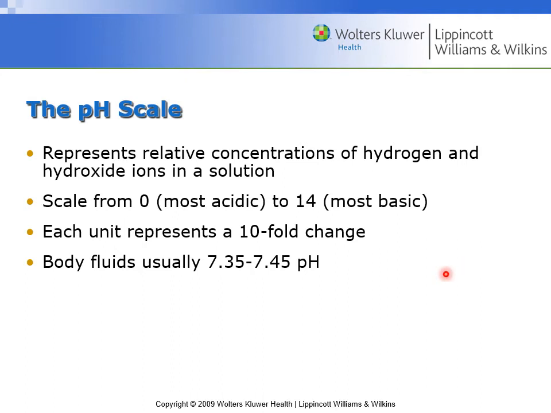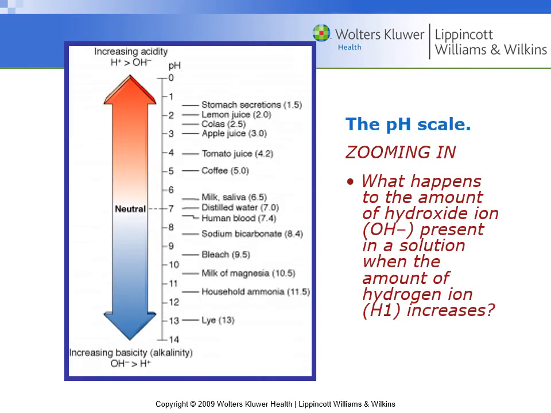So how do we measure the strength of an acid? Well, the strength of an acid is actually measured on what is known as a pH scale. Generally speaking, body fluids are usually between 7.35 and 7.45 on this pH scale. And this pH scale goes from 0 to 14, 0 being the most acidic and 14 being the most basic. Let's have a look at this scale.